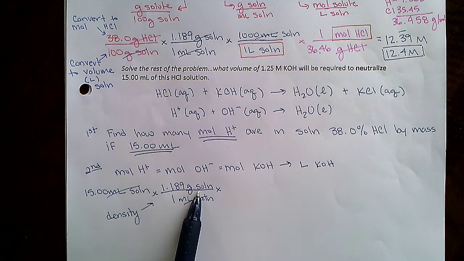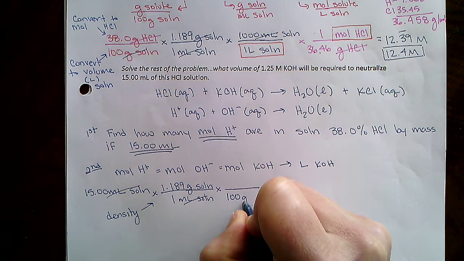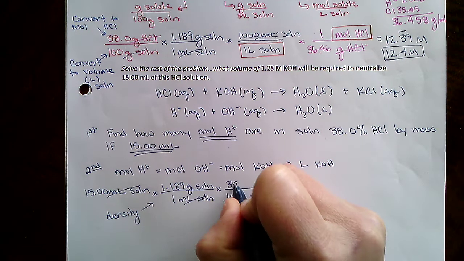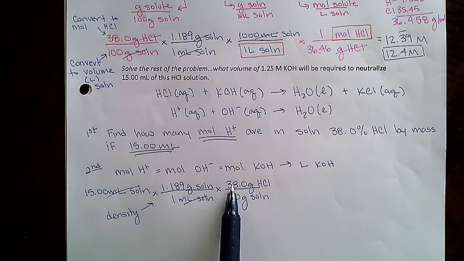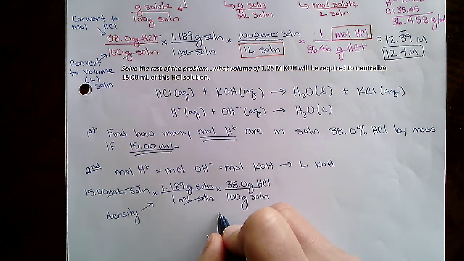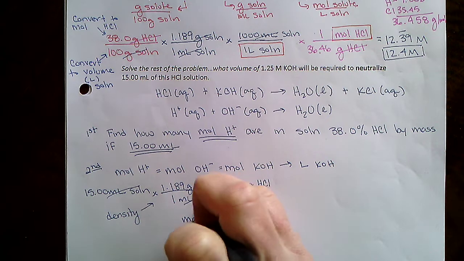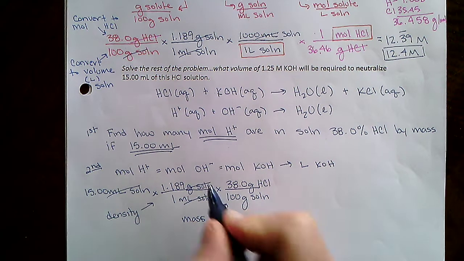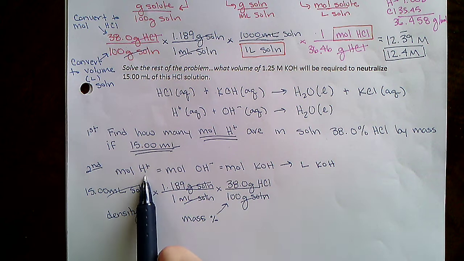Now that I'm in grams of solution, my brain is thinking, ding, ding, ding, mass percent, right? Because I know that for every 100 grams of solution, there's 38.0 grams of HCl. So basically 38% is HCl. This right here is your mass percent. I'm just calling out to you what the conversion factors are that you're using. All right, we've gone from grams of solution to grams of HCl. That's great. We're getting closer to moles of H+.